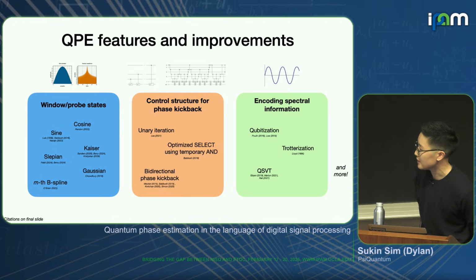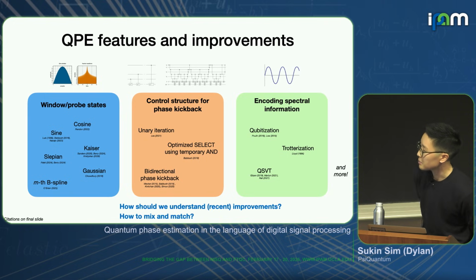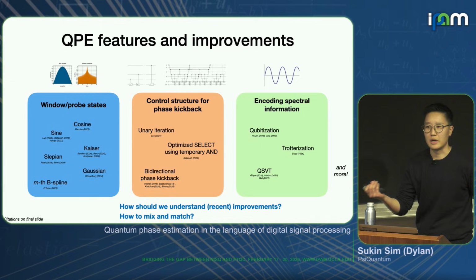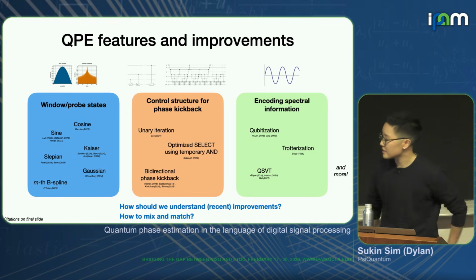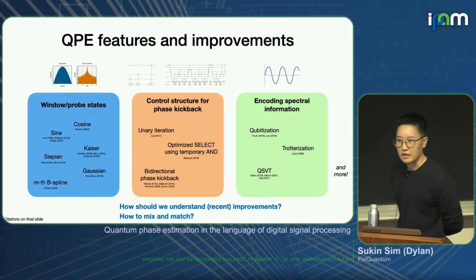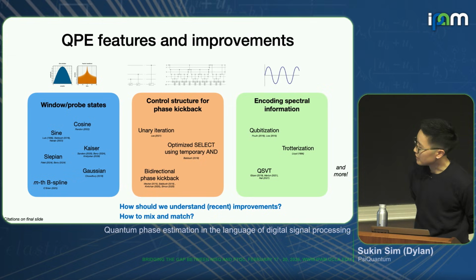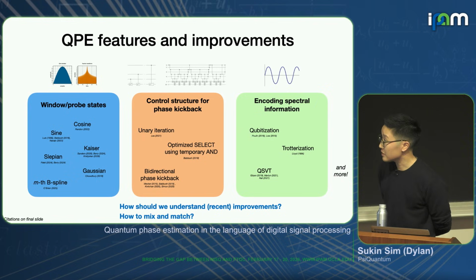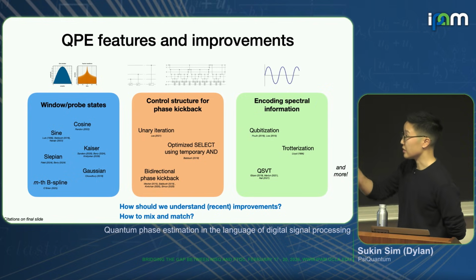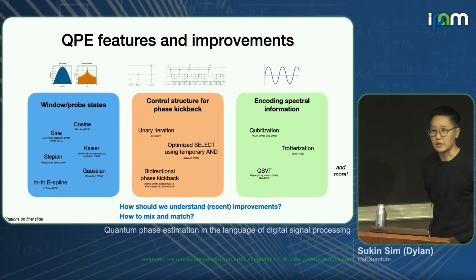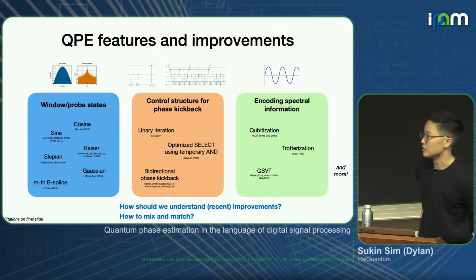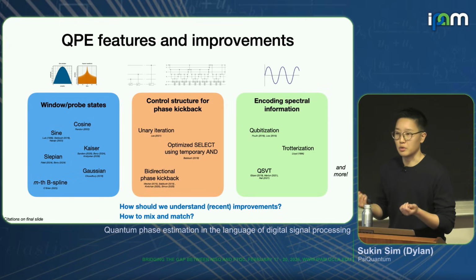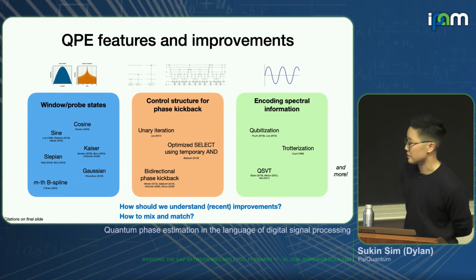So here are the proper citations. But the question remains, I still don't really know how to reconcile all these improvements using the math that I worked through previously. And moreover, a lot of these improvements are not mutually exclusive, especially from different columns. You can mix and match these improvements to hopefully come up with a more performant flavor of phase estimation.